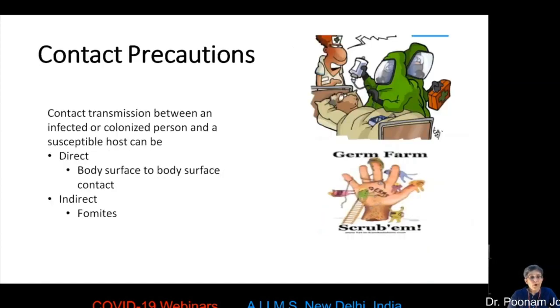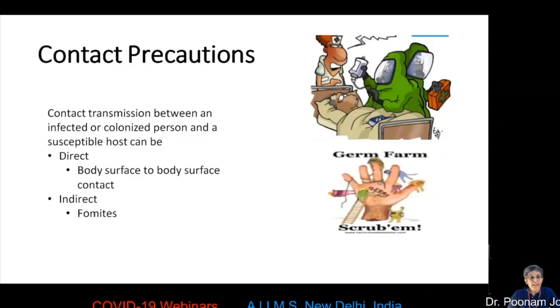Now coming to contact precautions. The contact transmission between an infected or colonized person and a susceptible host can be through direct contact. Either it is body to body surface or it can be indirect through fomites. So all the patient's belongings, the patient care items present in the patient care unit, they can act as fomites. Contact precautions can be observed by ensuring frequent hand hygiene, making use of personal protective equipment, and decontaminating the items more frequently.